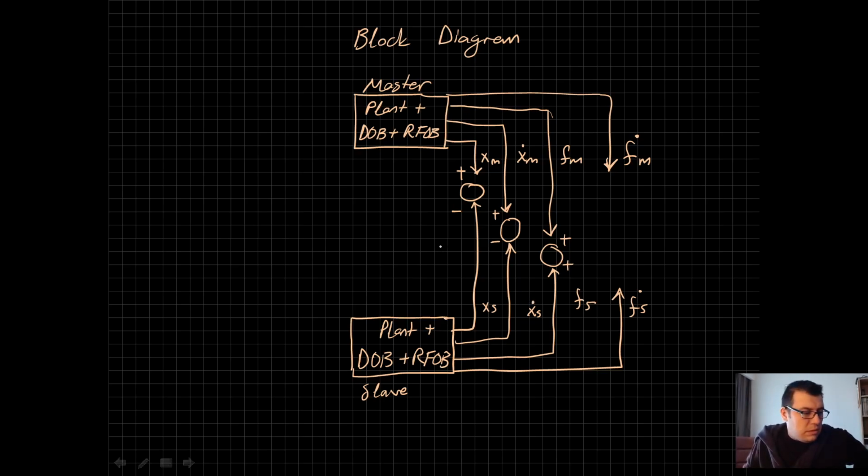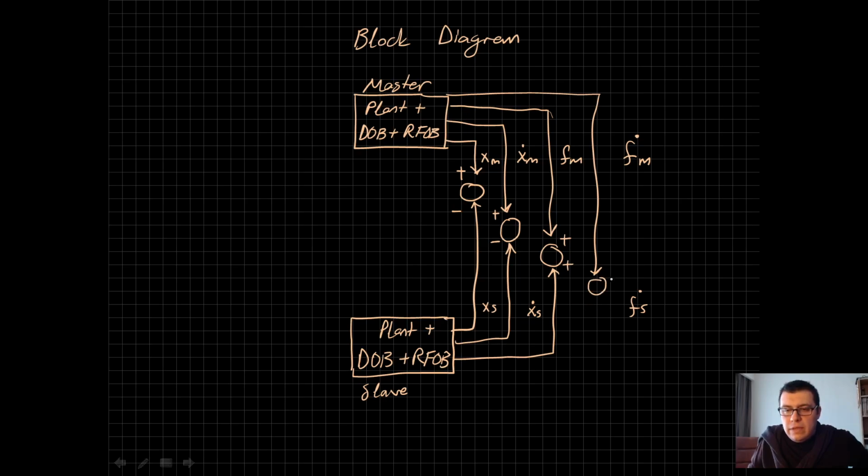And let's also erase this part and this part. We can assume that we have the derivatives of the forces summed up there. This part is F slave, and this part is F slave dot. So we have those four signals.